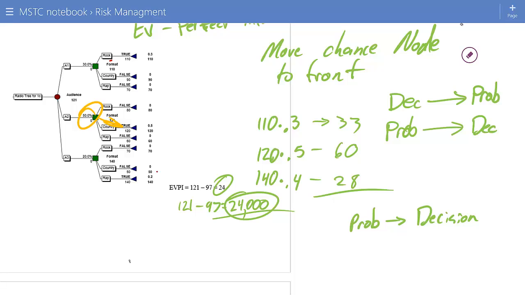Now, just as a little parallel, if A1, which was the 30, the rock audience, I'm saying if A1 stayed at 30, but the amount of money that you made off of them was high, like way higher.